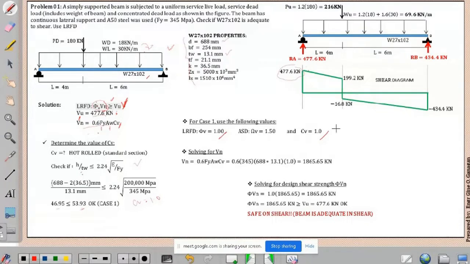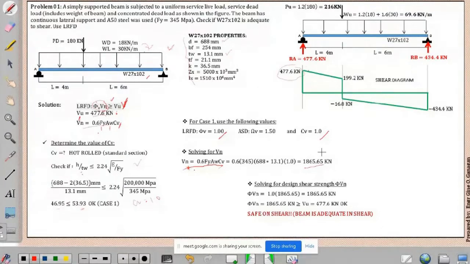Okay? So we now have phi, we have CV, we have everything, so we substitute the values in our equation and we can solve for the value of VN. So here, our nominal shear strength, upon substituting the values, is equal to this value, 1865.65 kilonewtons. So this will be our nominal shear strength.